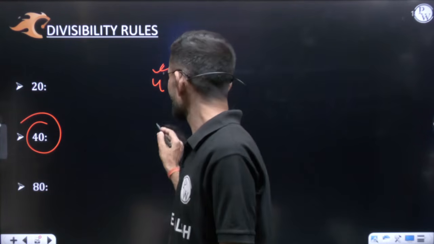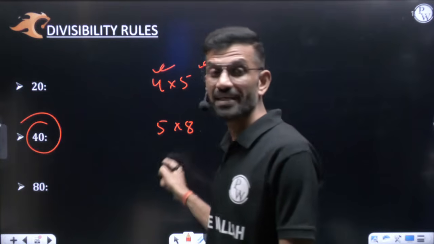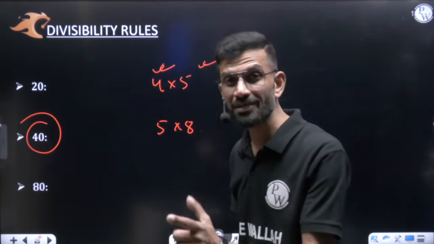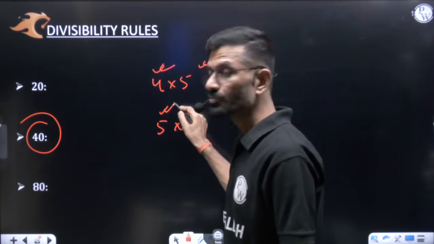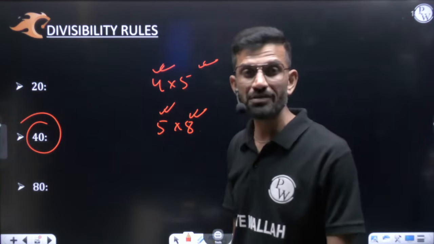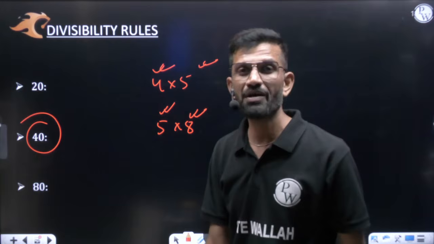40 can be written as 5 into 8. 5 and 8 are co-prime numbers. Break always into co-prime factors. That is 5 and 8. 8 5s are 40. The given number should be divisible by 5. The given number should also be divisible by 8. Then the given number is divisible by 40.